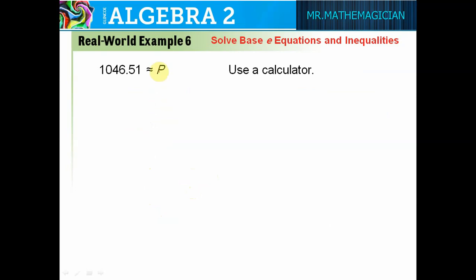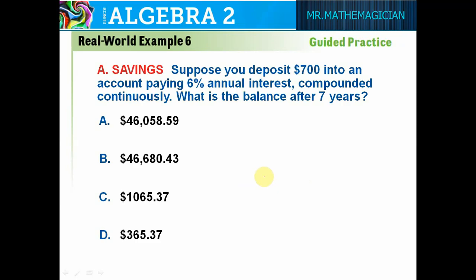Now using a calculator we will discover that P is about $1,046.51. It means you need to deposit $1,046.51 for your balance to be 1,500. This is your turn to solve. Pause the video and try to choose, and you will find the accurate answer is C. Let me show you how.